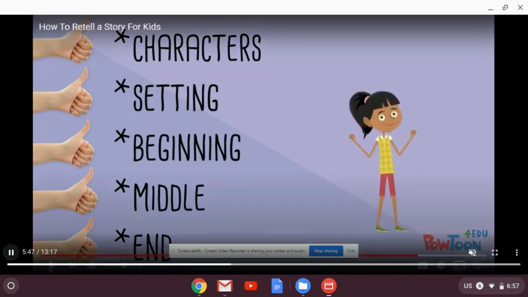All right, guys, I want you to write down the big parts, the important things to have in your retell. The characters, the setting, the beginning, the middle, and the end. Write that down in your notebook so that when you go back and are retelling the story that we're going to read, you have what you need to have in your retell.